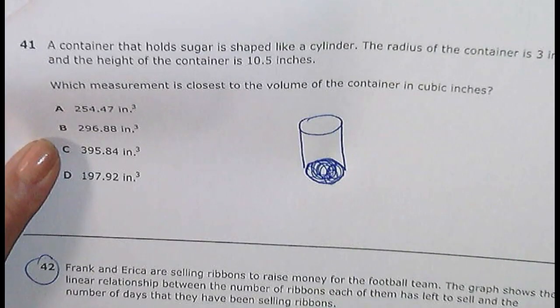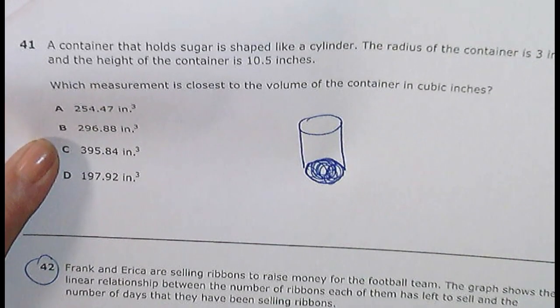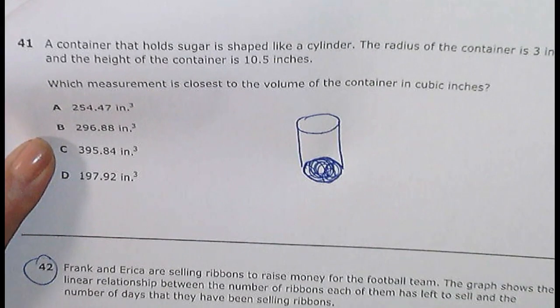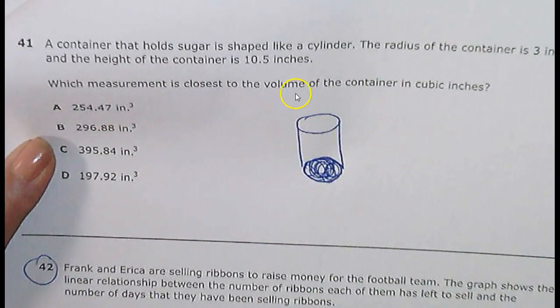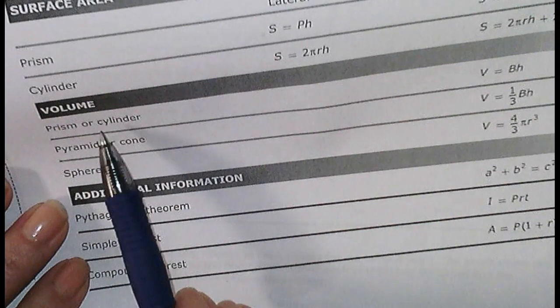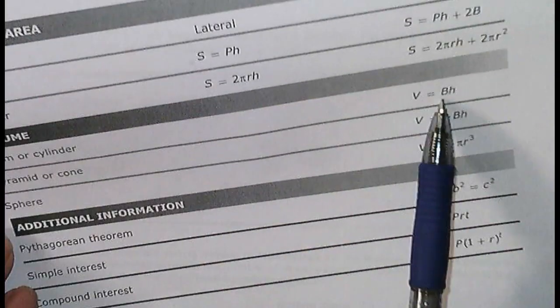Last question in category 3. Question 41. Container holds sugar, cylinder, the radius is 3 inches, the height is 10.5 inches, all the answers are in inches, and it says for you to go get volume. You'll need that formula chart and go find that formula. I found the volume. Here is, where does it go? Cylinder. Volume's base times height.